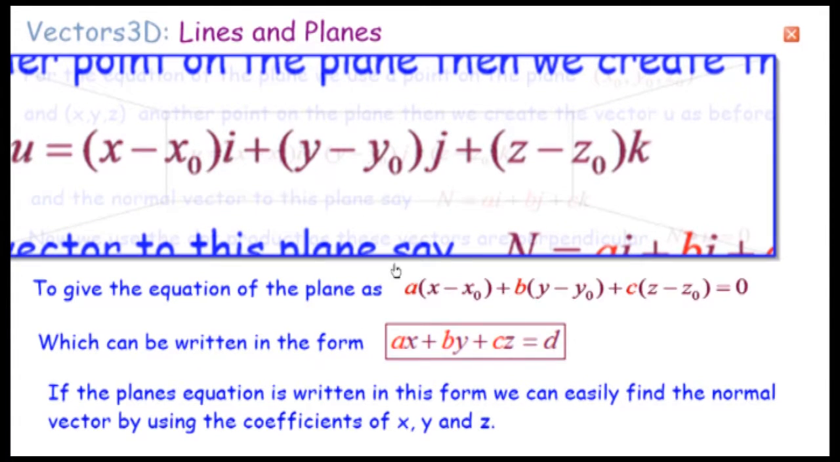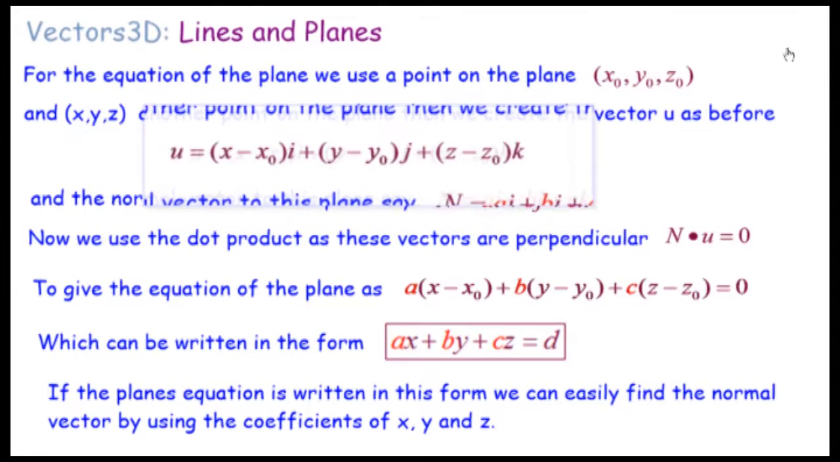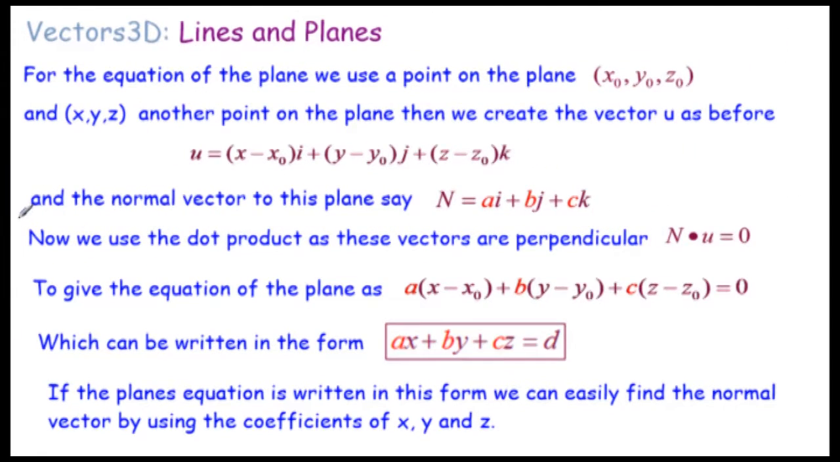So it's basically the free vector on the plane, from x0, y0, z0 to a general point x, y, z on the plane, with i, j, and k being the unit vectors in the x, y, and z directions. Now, we need a normal vector to the plane.